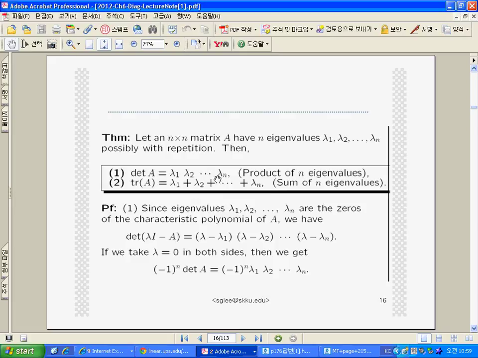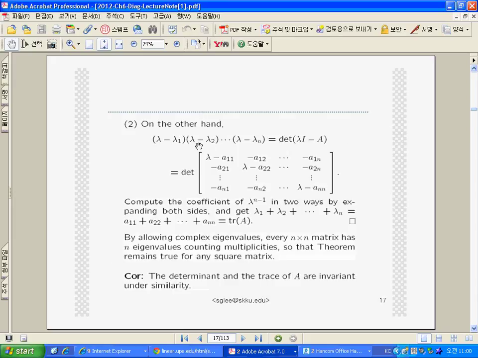And you can easily show the determinant of A is the product of the eigenvalues, and the trace of A is the summation of the eigenvalues. Why is this true? Who can tell me the reason? Here, find the determinant of lambda I minus A, which is like this.